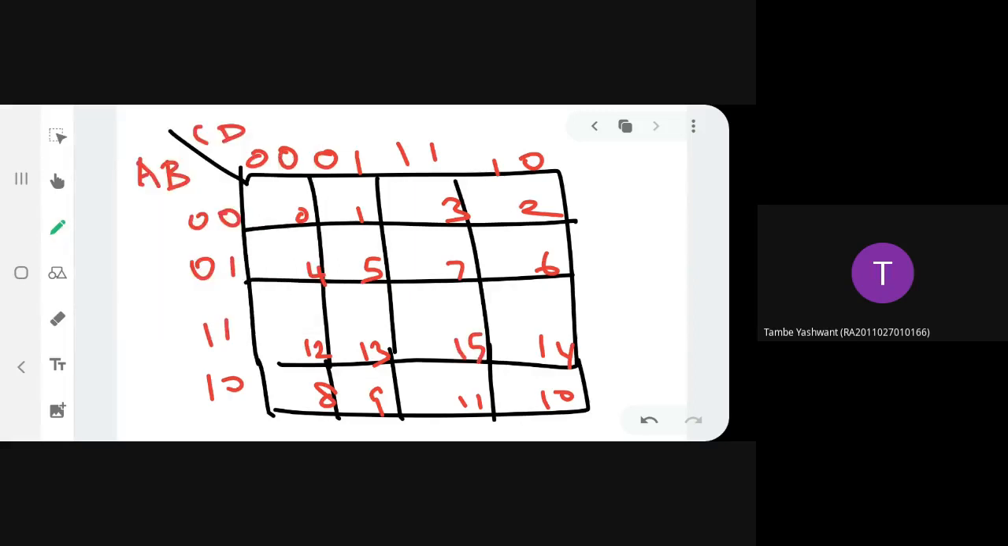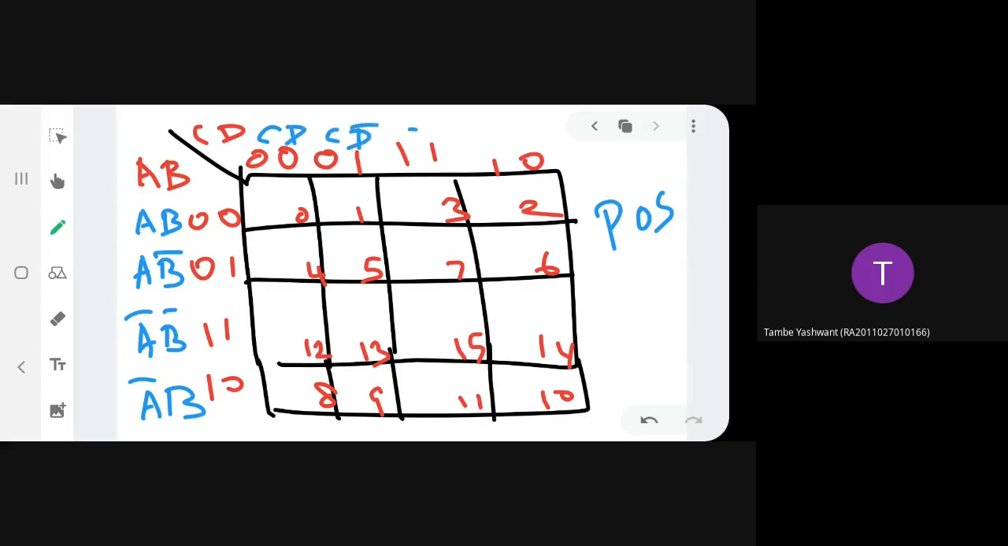Are all doing it or not? This is POS, so unbarred is 1 and barred is 0. So I am representing 0 0 as A B, then A B bar, then A bar B bar, then A bar B. Same thing here: C D, then C D bar, then C bar D bar, then C bar D. All are done with the K-map structure.